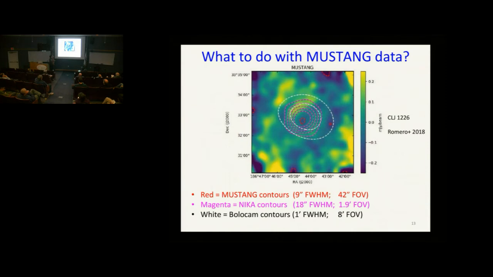Nika 2, Nika 1, had a 1.9 arcminute field of view, and you see they're recovering about those scales, 1.9 arcminutes. Then Bolocam, 8 arcminute field of view, isn't recovering the full 8 arcminutes on this map, or at least not to a significant level, but they're recovering a much more extended signal.